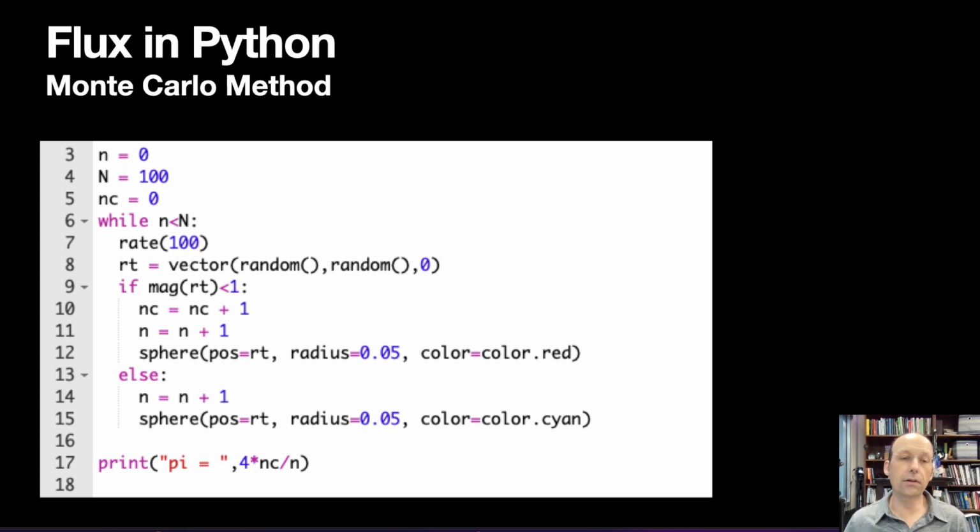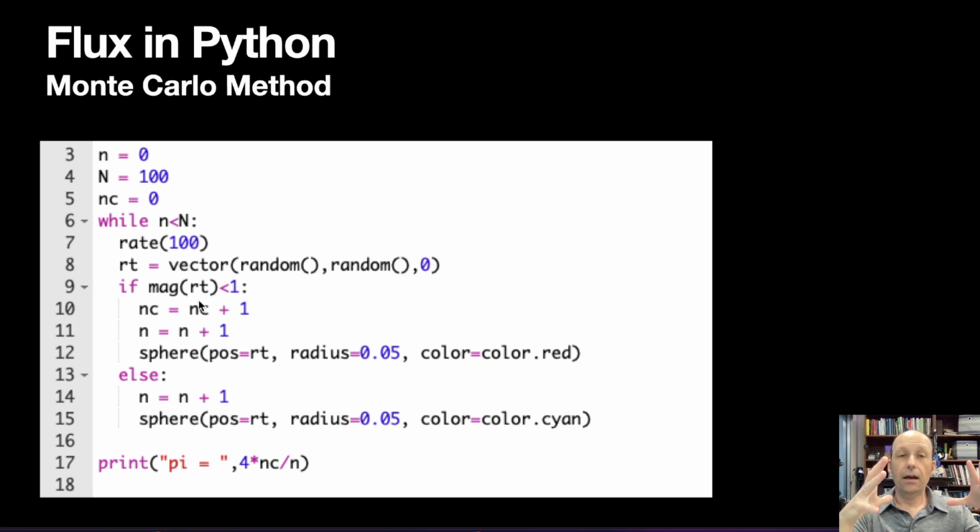Let me see. So here I have a counter n, and then a big counter 100. So this says I'm going to do this 100 times. NC is something that I'm going to show you in just a second. So what I do is I make a random vector with a random x value and a random y value. Random in Python just returns a value between 0 and 1, and that in the z direction. And if the magnitude of that vector is less than 1, I'm going to count that as part of a circle. And if it's not, I'm going to just count it as a normal number.